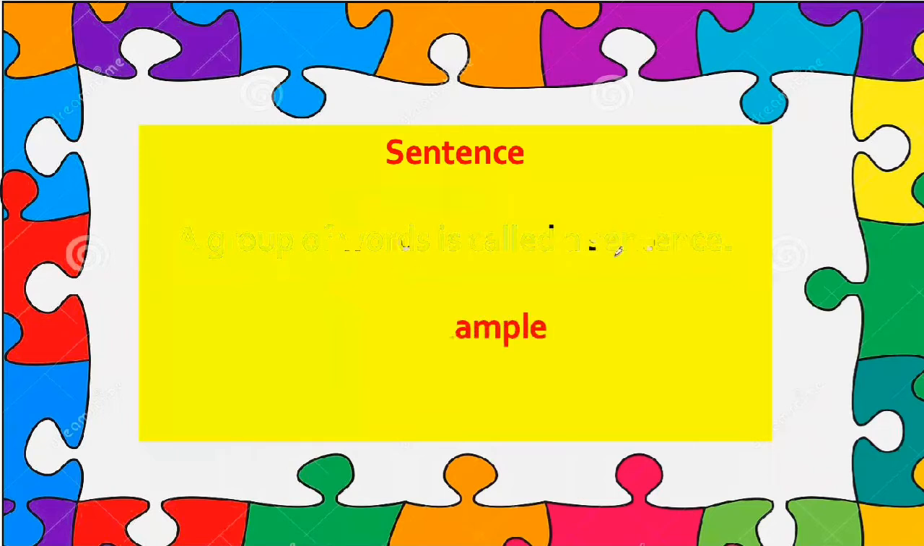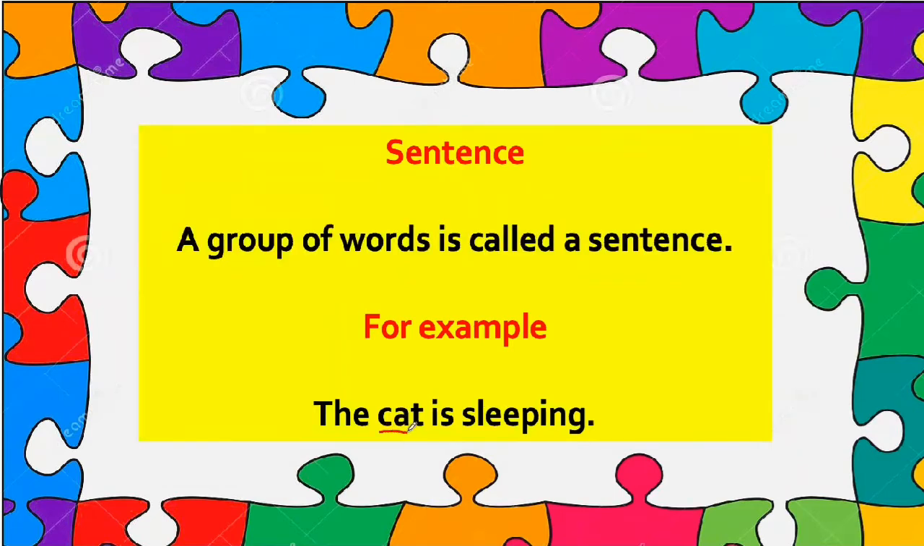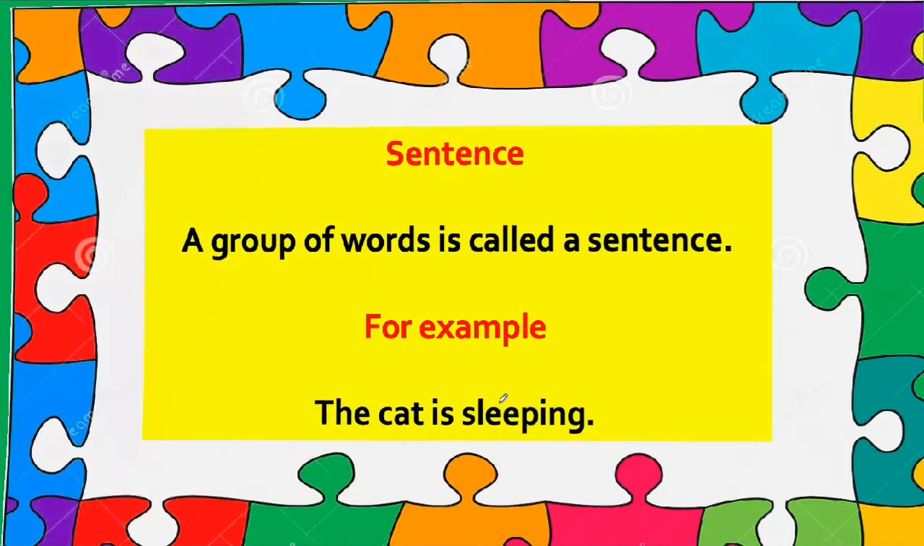For example, the cat is sleeping. Now, here the word cat is a naming word, so it is a noun, right? But what is the cat doing? The cat is sleeping. So the doing word is called verb, and that is our today's lesson. So let's just begin with our today's lesson.